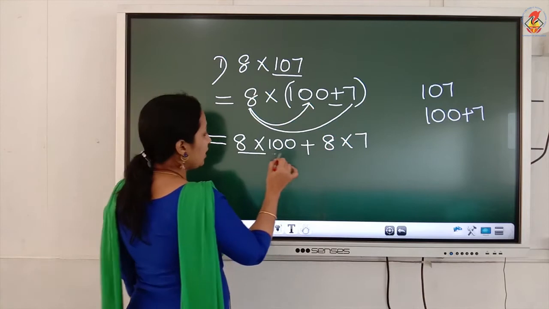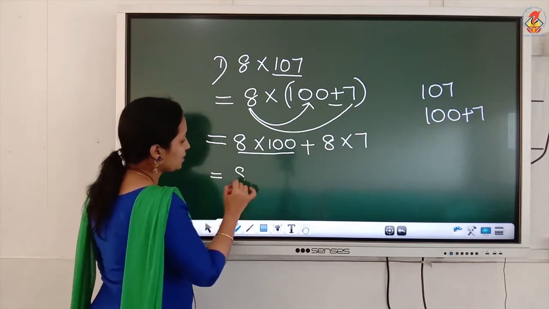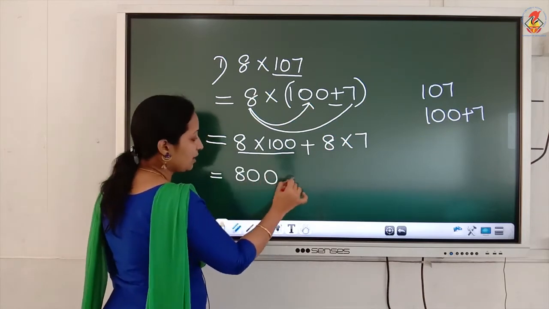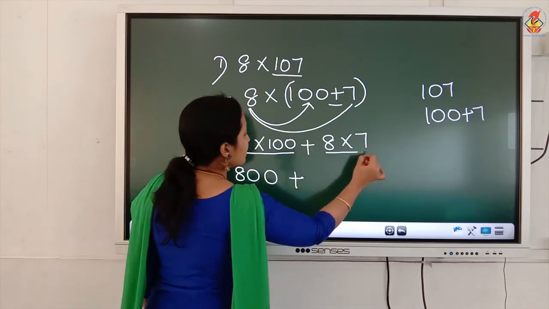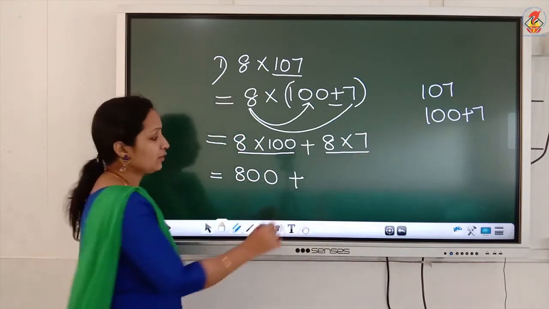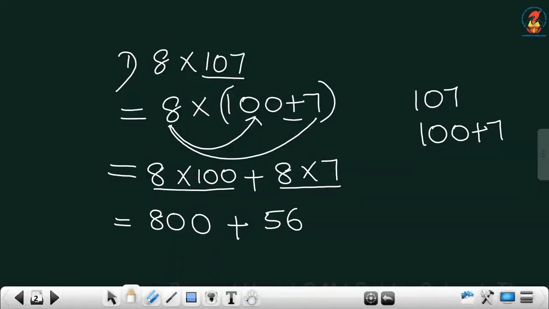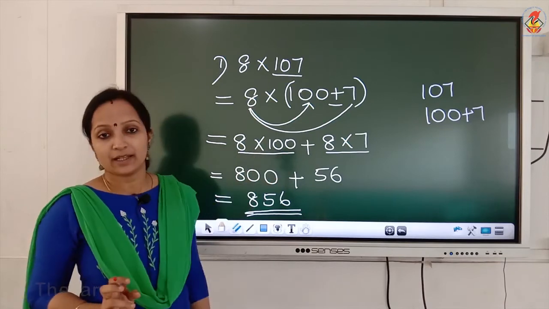Now 8 into 100, what is the answer? 8 into 100 is 800 plus 8 into 7. What is the answer? 56. So 800 plus 56, what is the answer? 856. So you got the answer very quickly instead of doing multiplication. The only thing: expand the number and open the bracket.